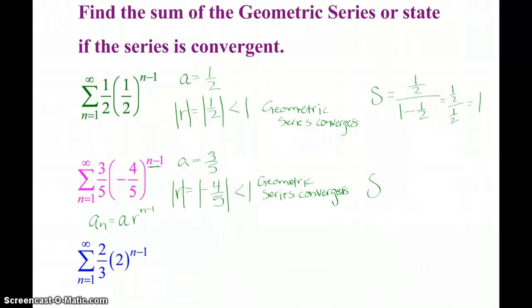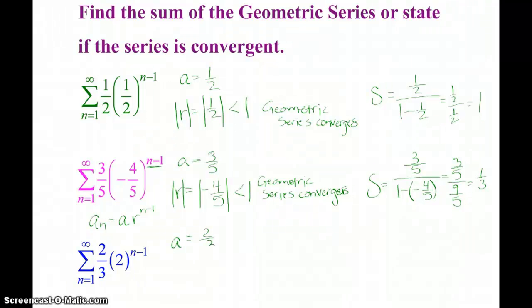The sum is a over 1 minus r. That's what the sum would be. So 3/5 over, this is 5/5, that would be 9/5. That sum would be 1/3. So super easy. Let's do this one.